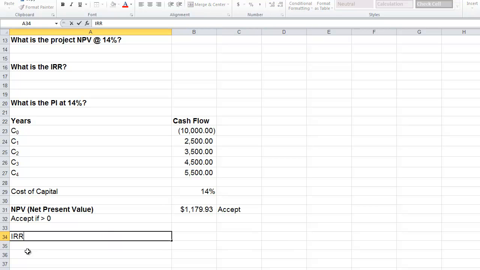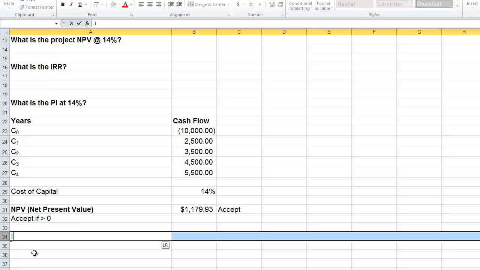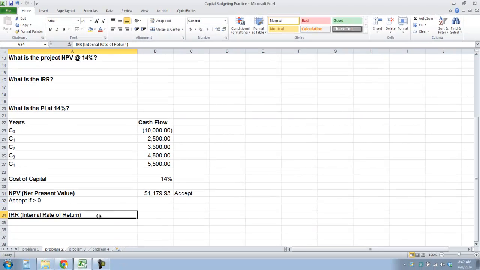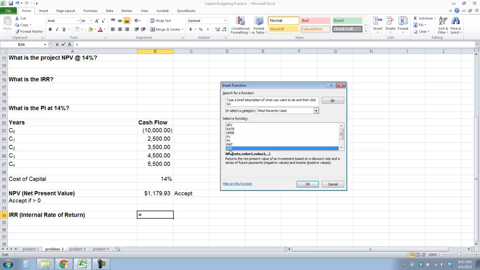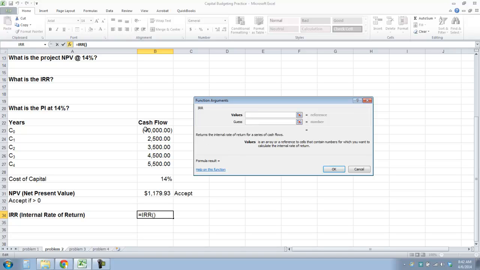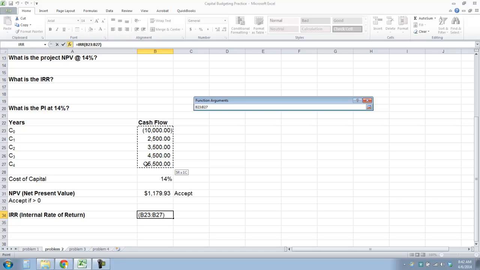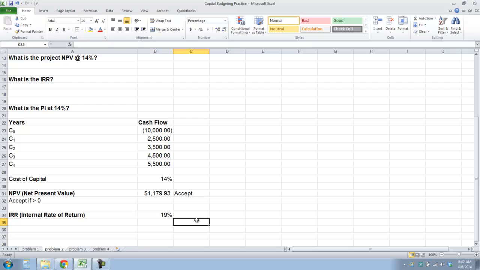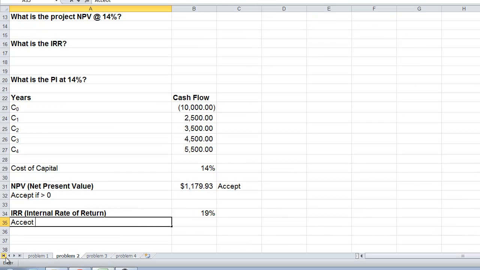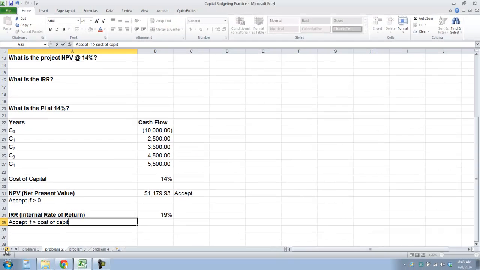Alright, now we want to do IRR, or internal rate of return. This is also a function in Excel. So I'm going to go up here, I'm going to hit this, and I'm going to select IRR. It's already on my list, but if not, you can type it in the box. And click go. Now, I'm not going to do anything but select all the cash flows, including the negative, and hit OK. So, we want to accept IRR for the project if it is greater than cost of capital. Our cost of capital is 14%, so we accept.